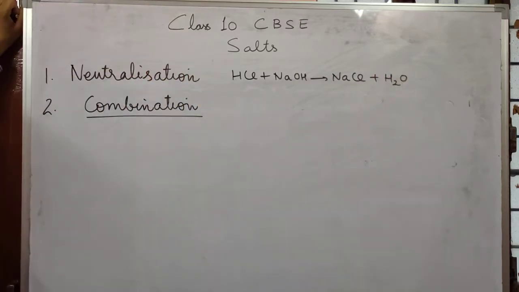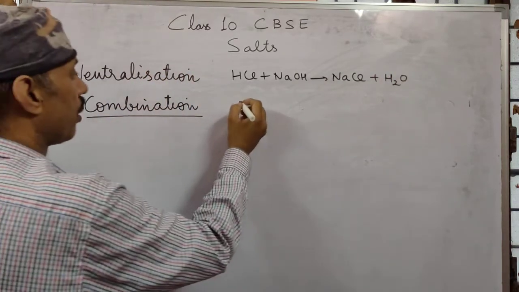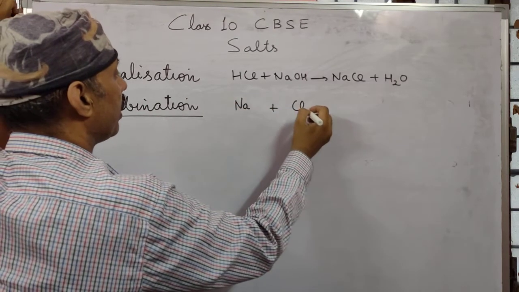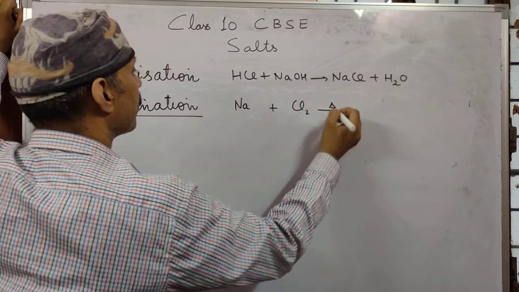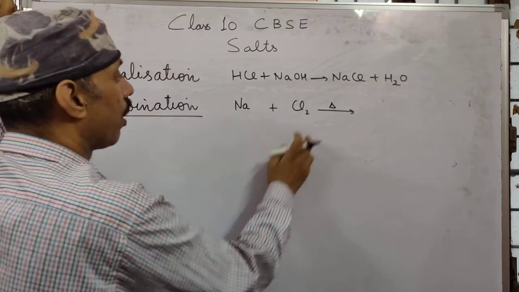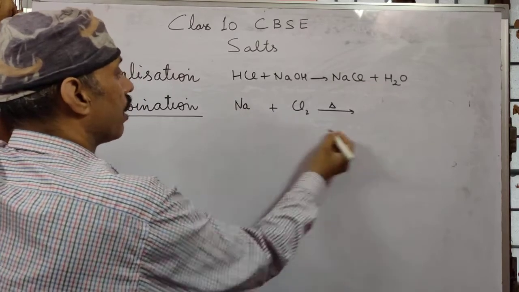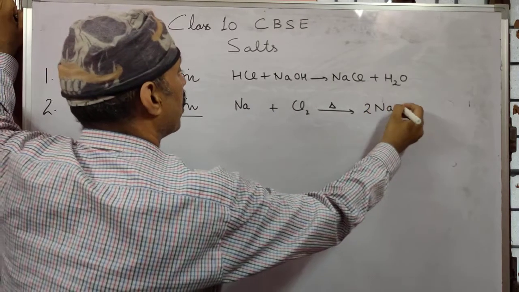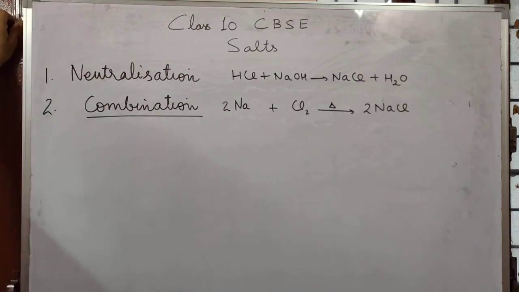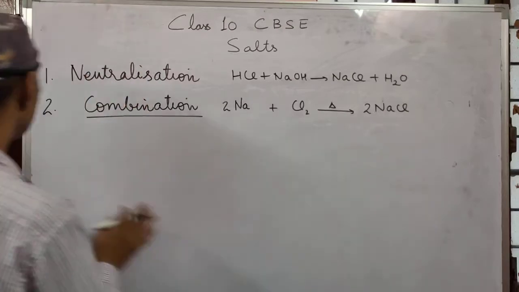Simple and straight. Combination, for example, you heat sodium and you heat this with chlorine gas. You are reacting sodium metal, which is highly reactive. You are heating it with chlorine. It will form NaCl. So this is the simplest method of preparing a solid salt.